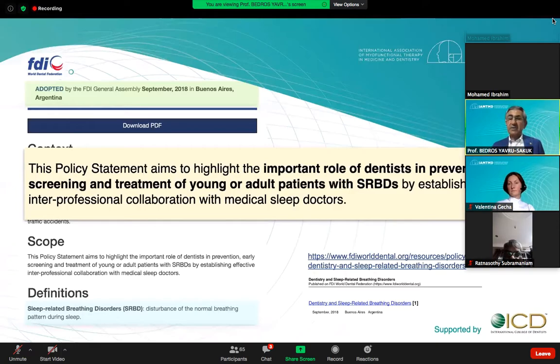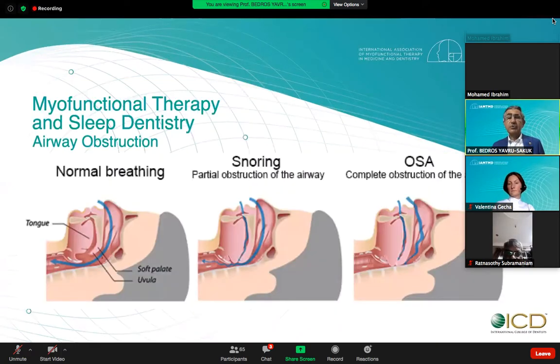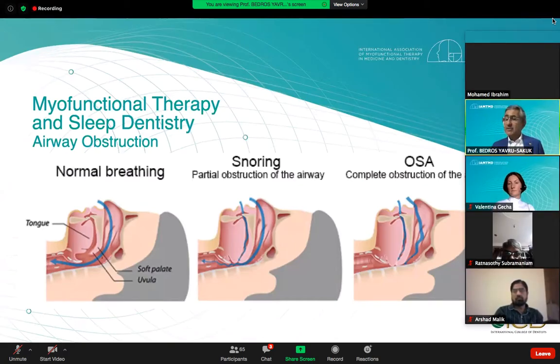Here on this diagram, as you can see, the partial or total blockage of the nasopharyngeal area, the retropharyngeal area, by the posterior section of the tongue. Either partial obstruction, which causes snoring during sleep, or complete obstruction, which completely closes the airway and causes obstructive sleep apnea.